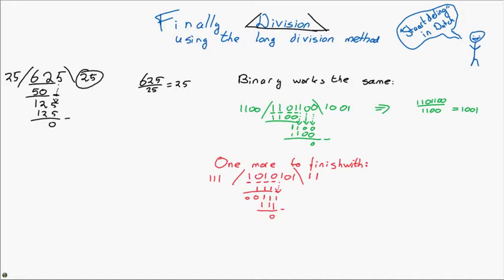We have 0. That won't fit. We drop down another 0. Still won't fit. We drop down the 1. And unfortunately, it still won't fit. So what do we do now? We have 1 left, and there's no more digits to drop down.